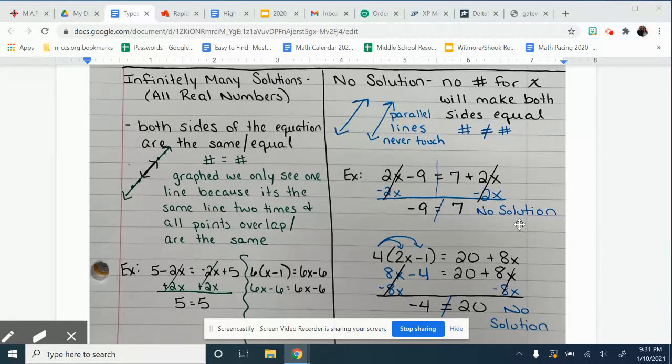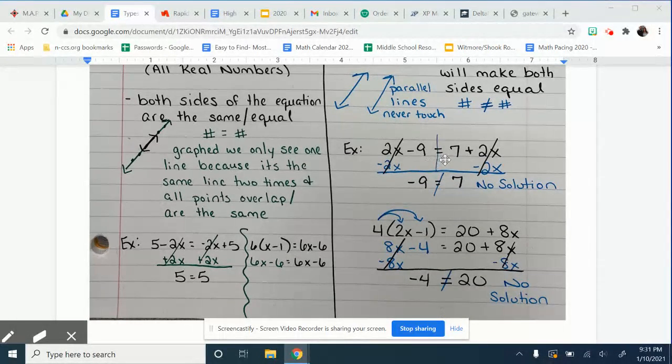So I worked out two examples for you. 2x minus 9 equals 7 plus 2x. When we subtract 2x on both sides, we get negative 9 equals 7. Well, we know negative 9 is never going to equal 7. They are two completely different things. So since they are not equal to each other and they cannot be equal to each other, it has no solution.